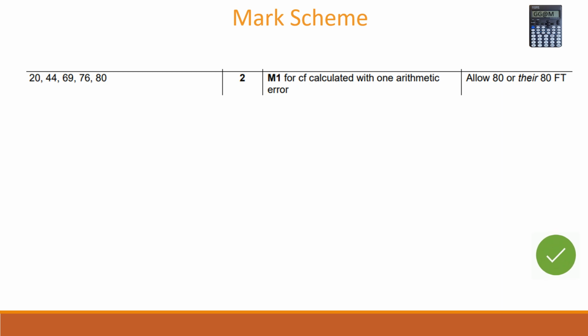The mark scheme on this question shows there are 2 marks. M1 is a method mark. CF means cumulative frequency. You can see there is 1 error allowed for 1 mark. And allow means that you are allowed the answer of 80 or their follow through of 80. So FT is a follow through mark. For example, say you added the first 2 values together and you got 19 instead of 20, and then you carried on the same error all the way through, then you will still get 1 mark for that. So make sure you are nice and clear with your answers when you're adding the values up. You are allowed a calculator on this question, so use your calculator to check your answers are correct.